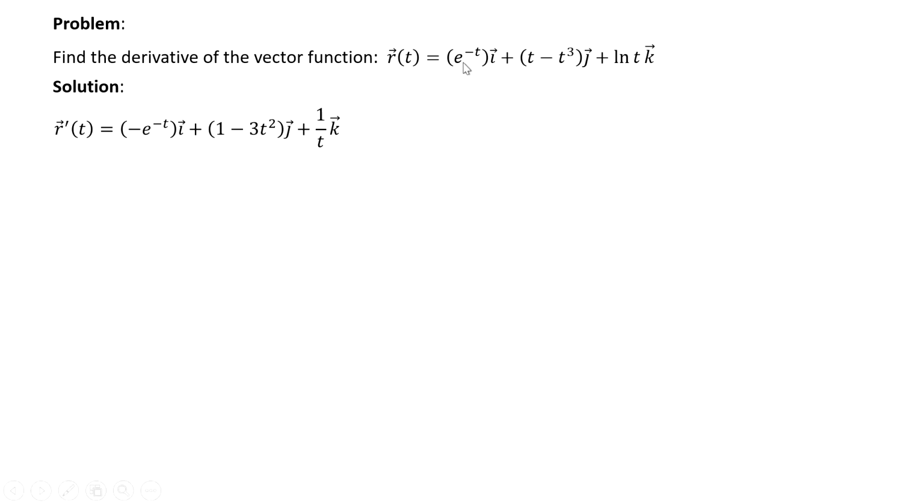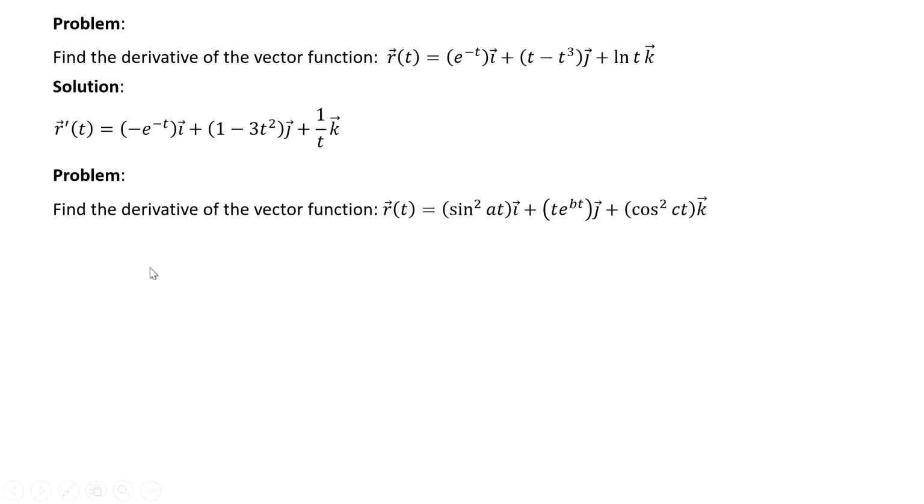You know what the derivative of e to the negative t is? Negative e to the negative t. t minus t cubed, 1 minus 3t squared. Natural log of t, the derivative is 1/t. End of the story. Okay. What about the derivative of this vector function?